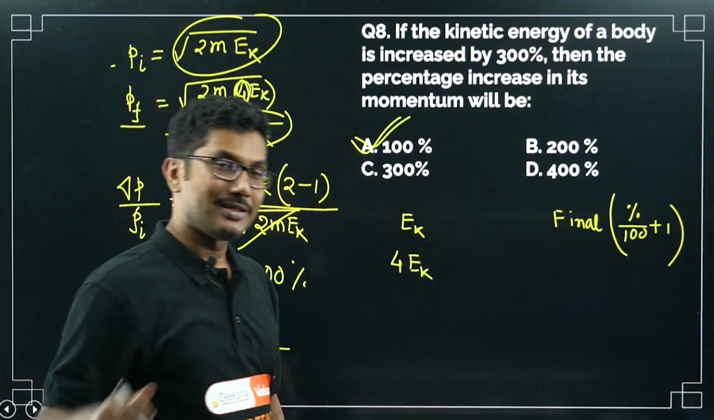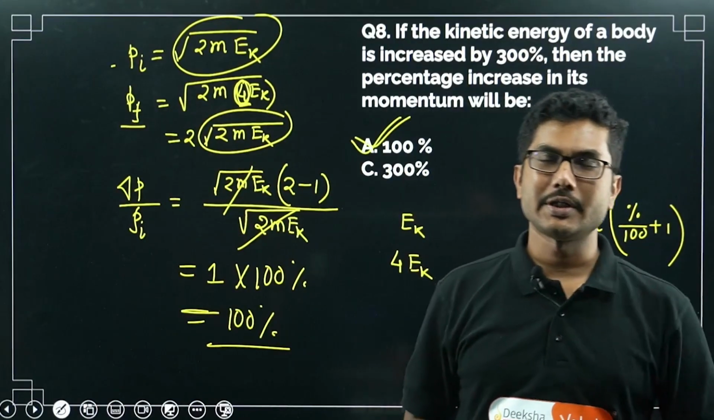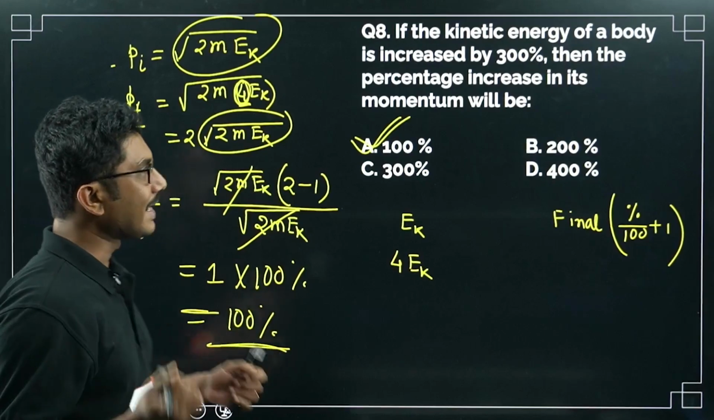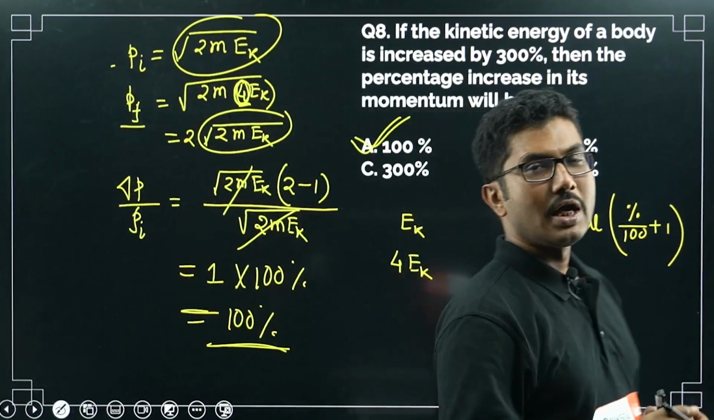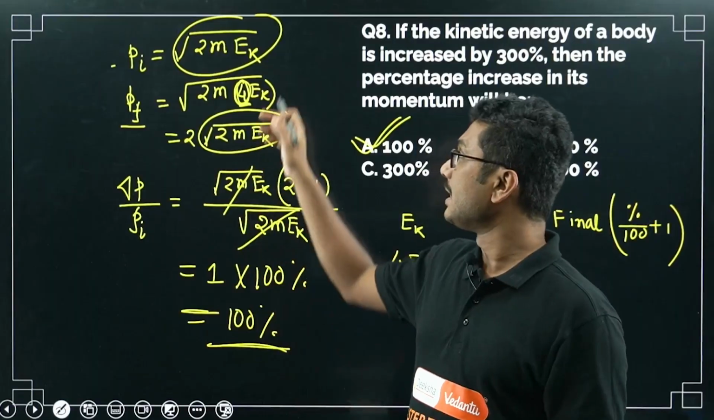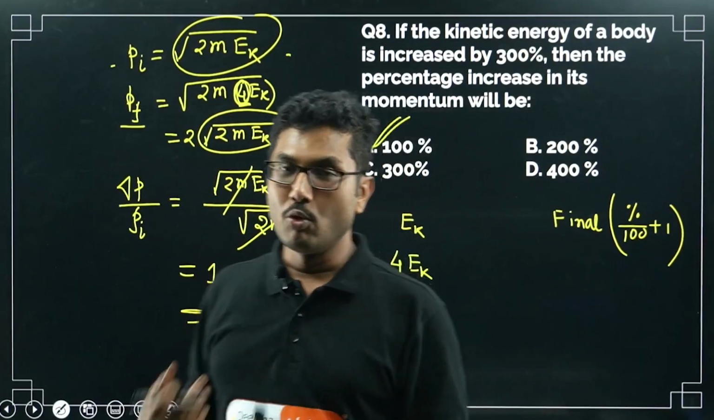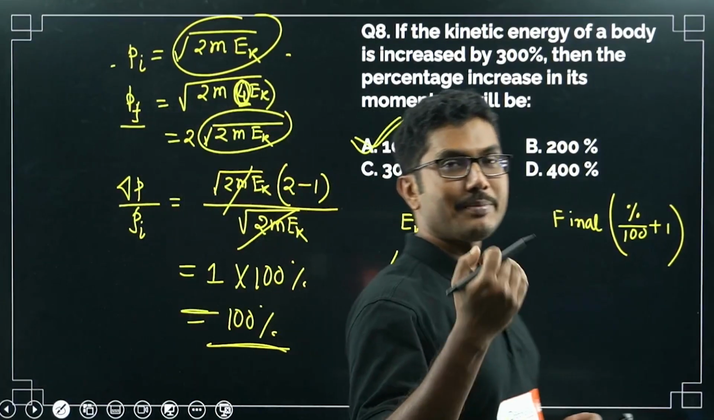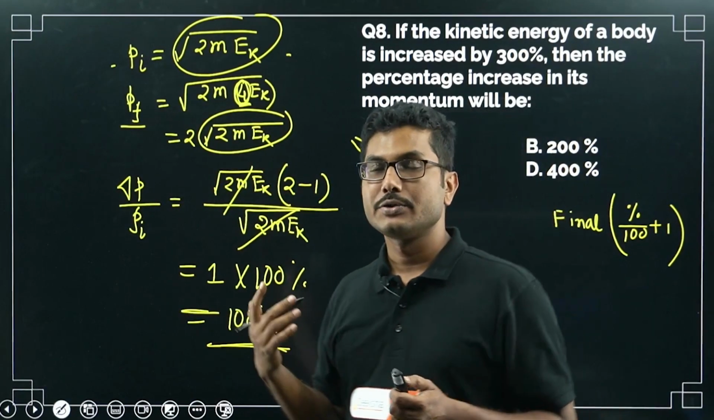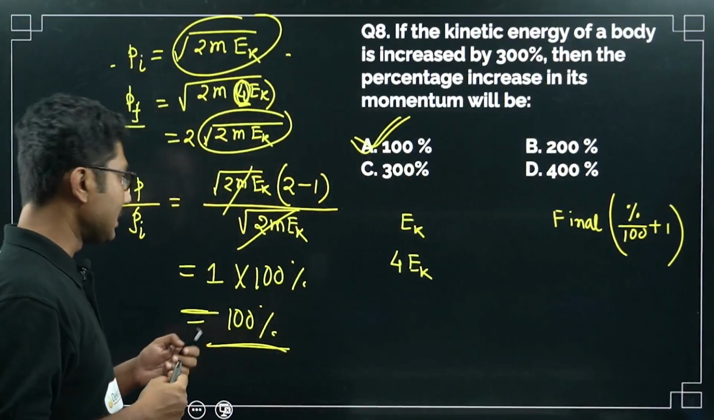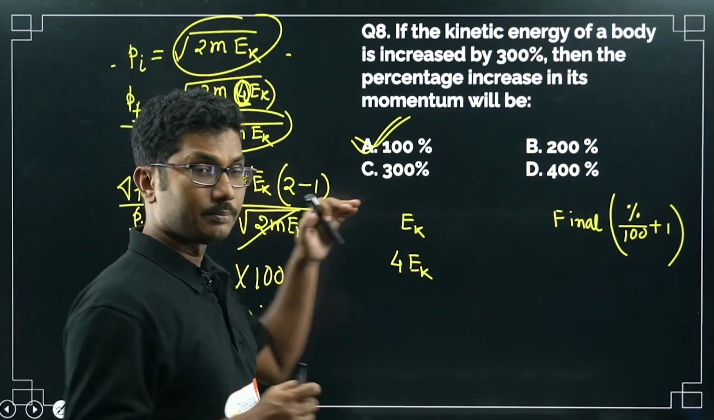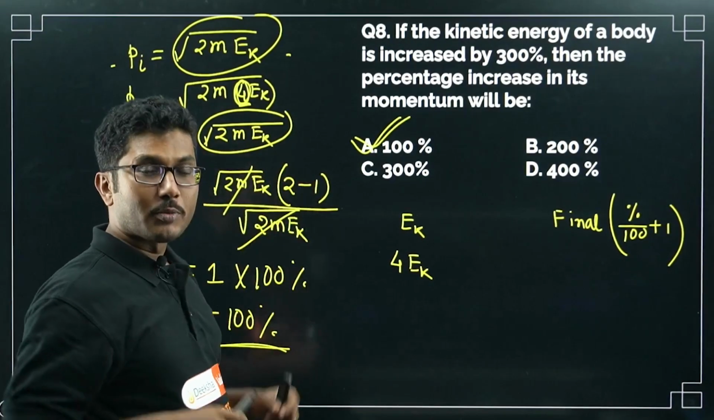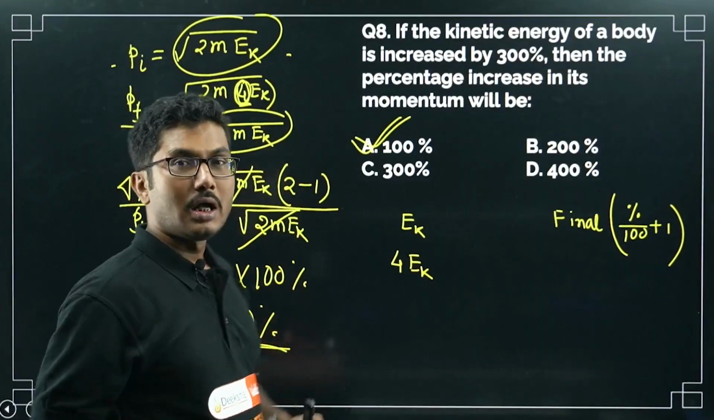So even though you have changed the kinetic energy by 300%, the percentage change in momentum will be only 100%. Be careful while solving such questions. This question does not require much physics except this formula. It is mostly based on the concept of percentage. What is the meaning of increased percentage, what is the meaning of decreased percentage, etc. So this is based mostly on mathematics and not so much on physics. If you know the formula and the concept of percentage, you can solve this question.